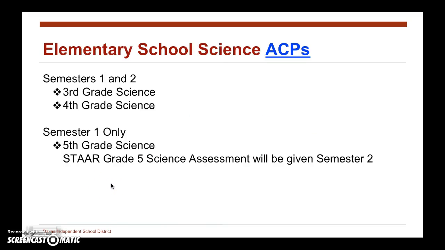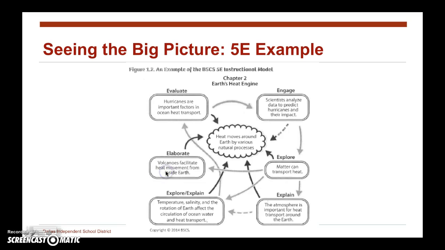And then remember that the ACPs will be given at the end of the semester. Grades 3, 4, and 5 will take ACPs. We want to make sure that our students are on target and are prepared for those exams. And seeing the big picture.